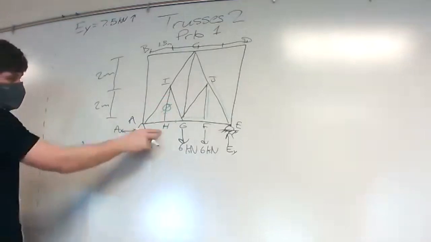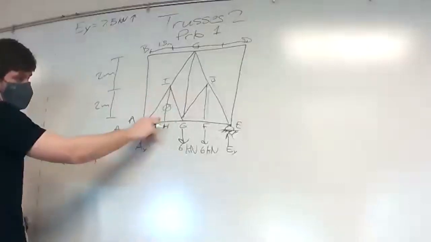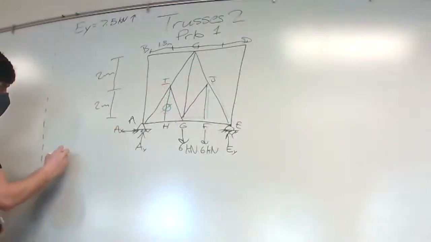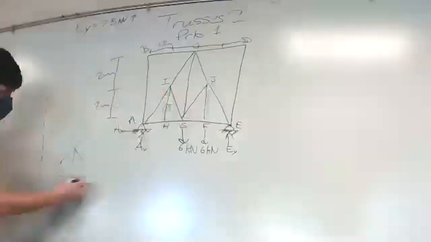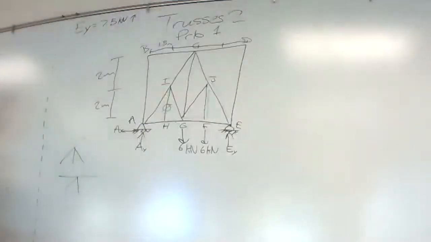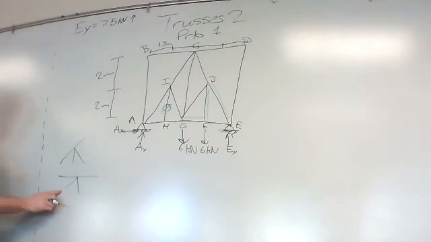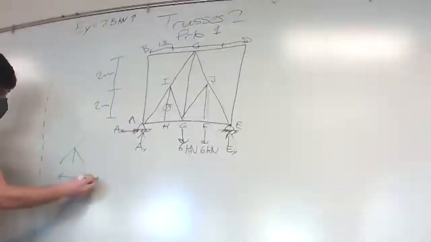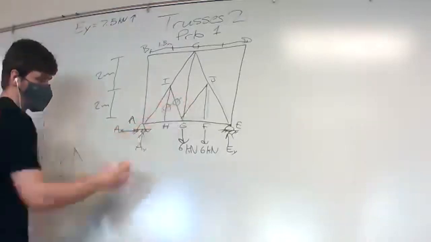And what we know is that if H is a 0 force member, and we look up at I, or if HI is a 0 force member, we look at the shape at I. What we can do is turn this shape to look like that. I took this shape and turned it. If we look at that, we have the same kind of shape. These are going to be equal and opposite, and this is going to be 0.